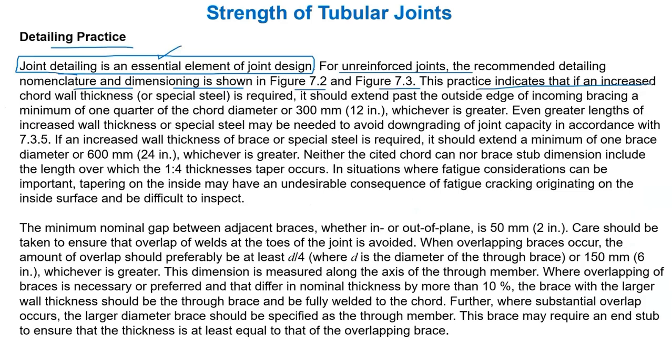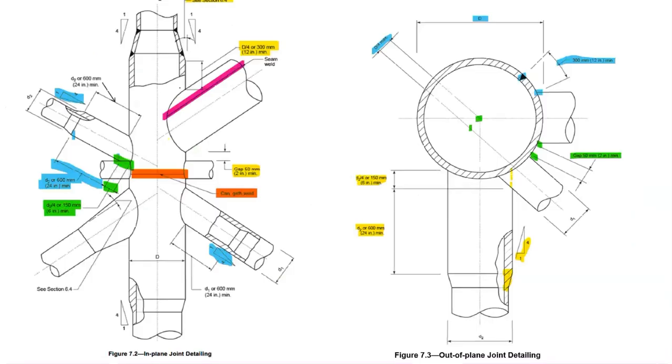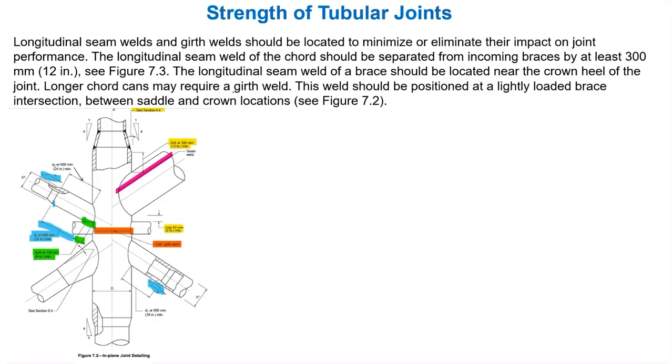This practice indicates that if you are increasing the chord wall thickness, it should extend past the outside edge of the incoming brace by a minimum of 1/4 of the chord member diameter or 300 mm. If you see here, if you are increasing the chord thickness, it should go at least 300 mm from this joint to here. It should go out 300 mm. Okay, Majid? Yeah, I'm with you. That's what it's saying here.